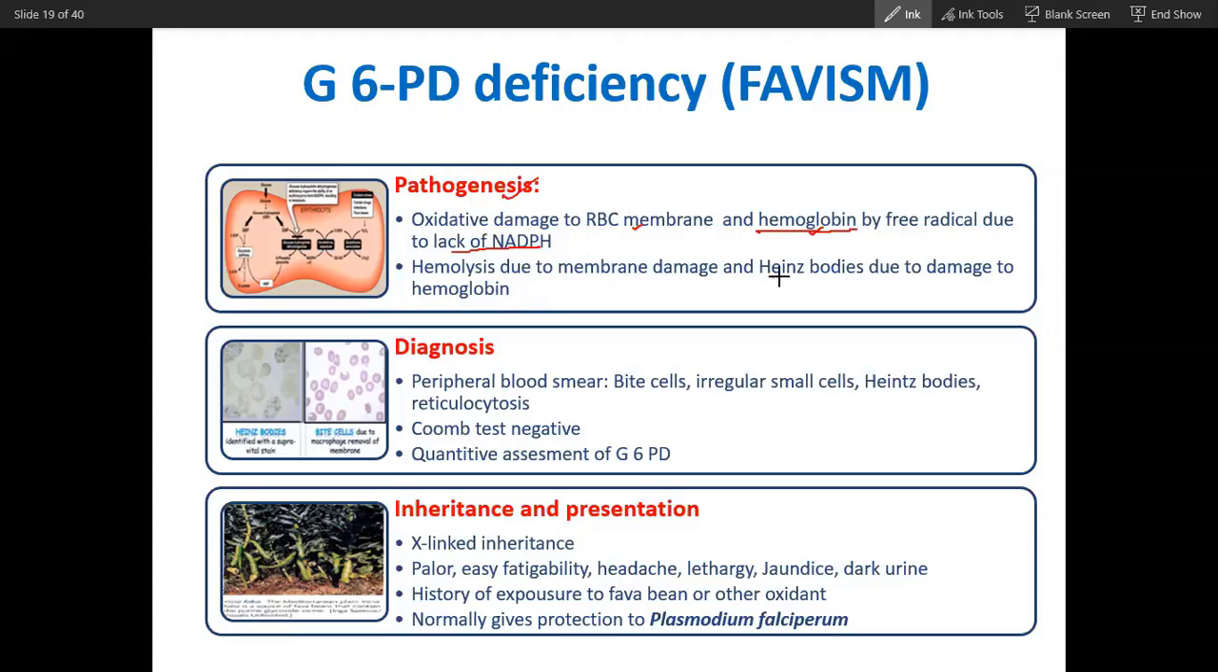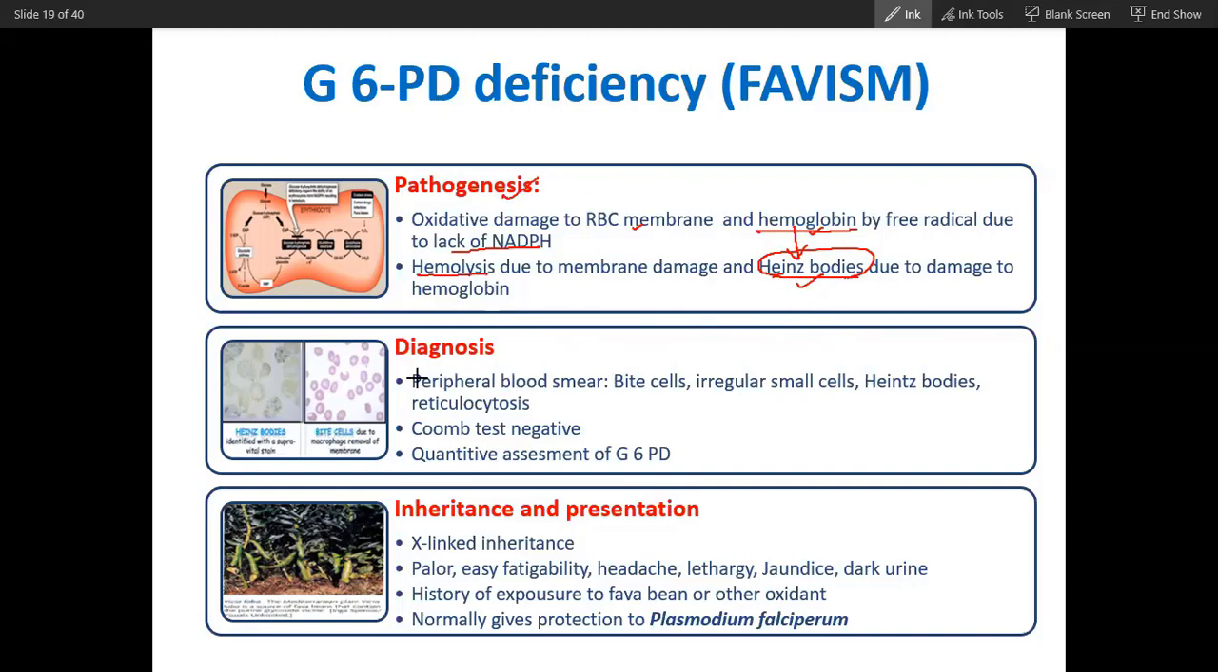And then what is a Heinz body? A Heinz body is nothing but damaged hemoglobin. When hemoglobin is damaged because of oxidation, that hemoglobin will clump together, and that clumping of hemoglobin is nothing but a Heinz body. A Heinz body is clumped hemoglobin. This is the pathogenesis. You will see Heinz bodies and then hemolysis.